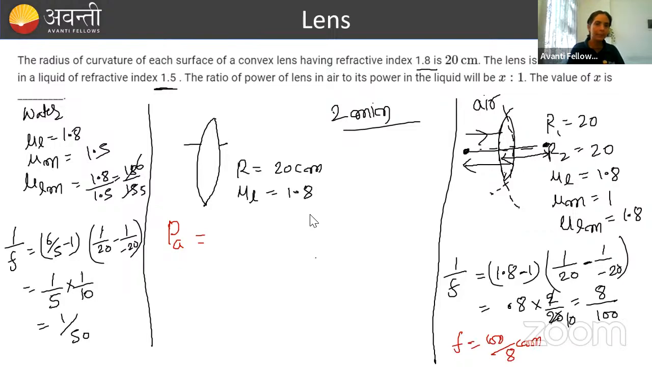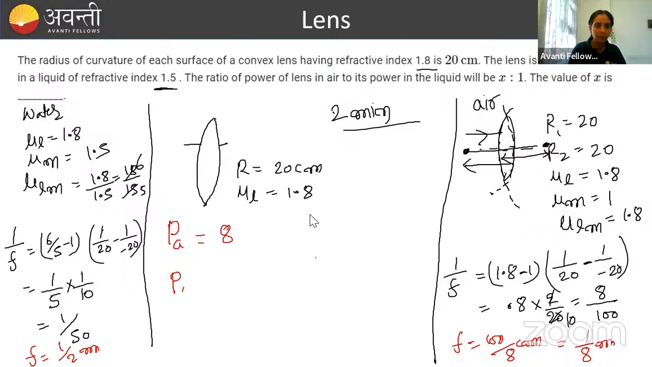So we need to convert it into meter. If we convert it into meter, this will become 1 by 8 meter. Similarly here, the focal length is 50 centimeter. If we convert it into meter, it will become half meter. Okay. So the power in air will be how much? 1 by focal length, that is 8.